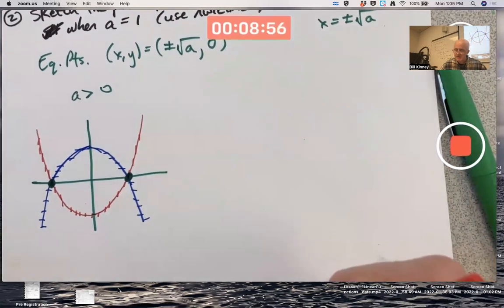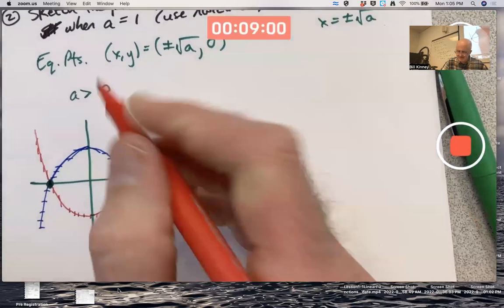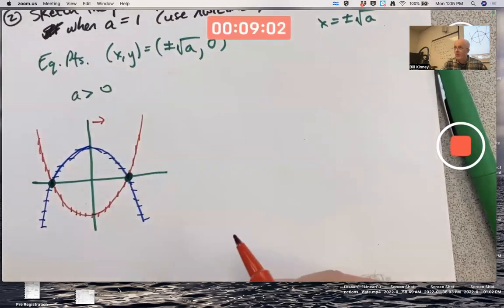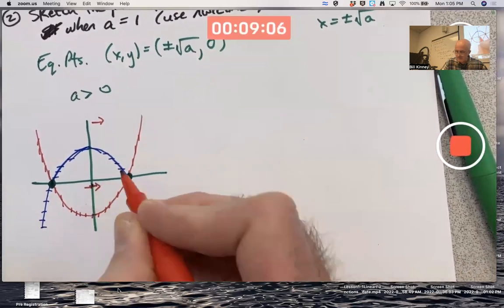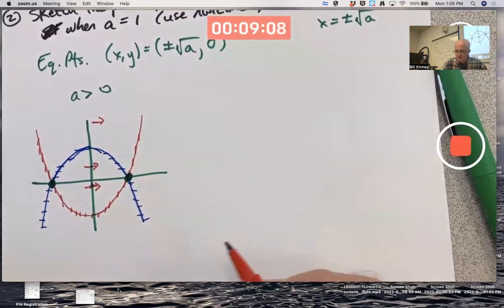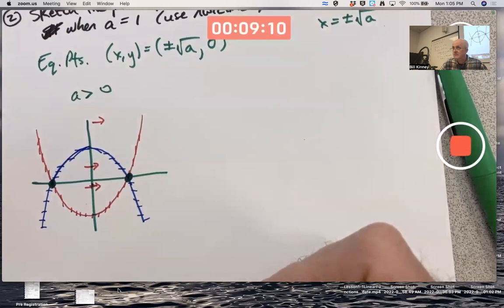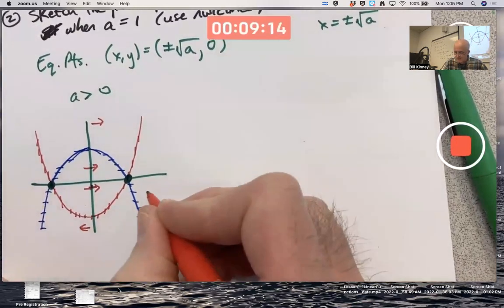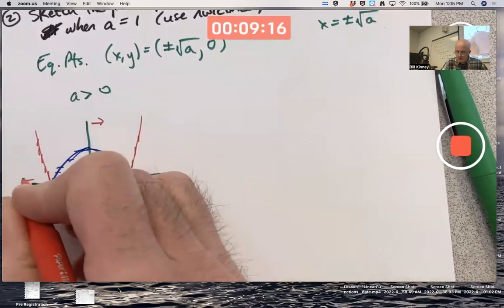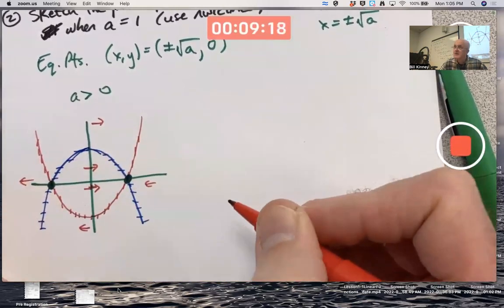solutions have to be going to the right. dx/dt has to be positive. So they're rightward pointing in this region and also rightward pointing in this region. Those are both above the red curve. Leftward pointing below the red curve. Down here, over here.